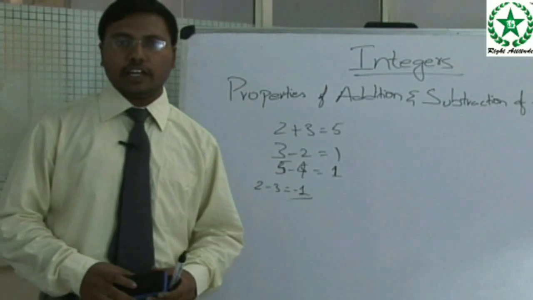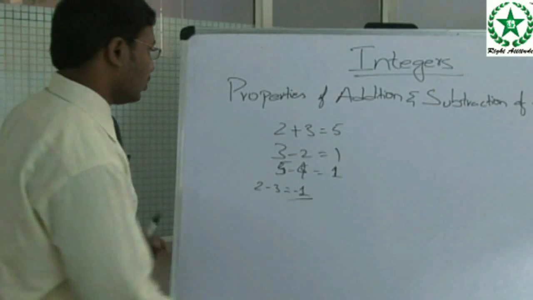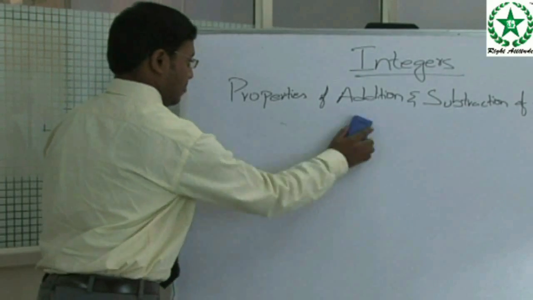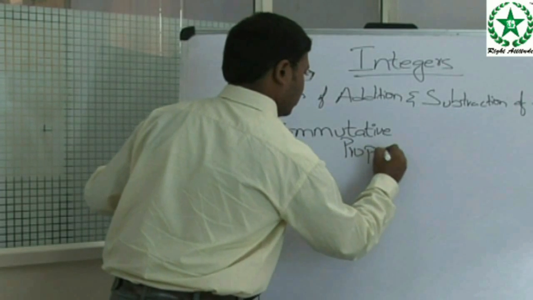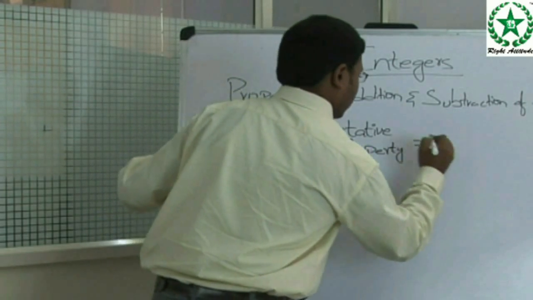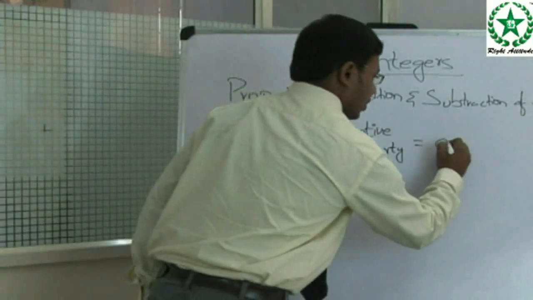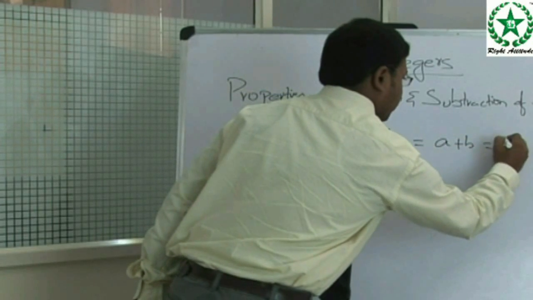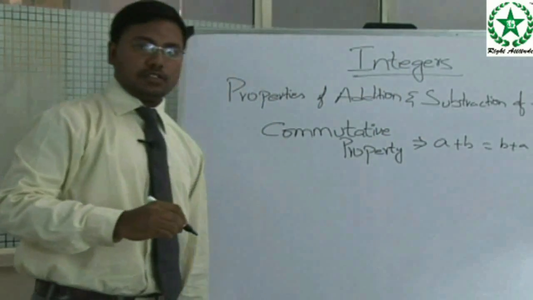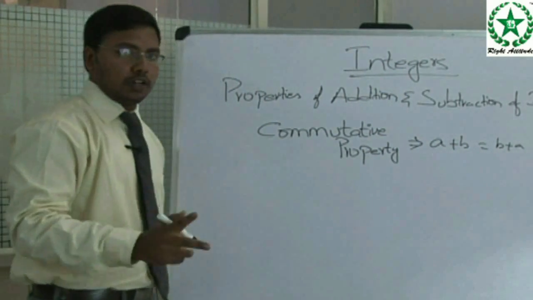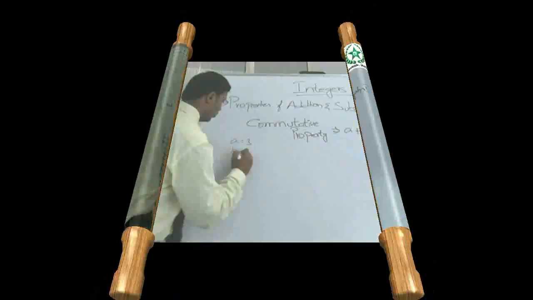The next property of addition and subtraction of integers is the commutative property. What is the commutative property? Let's see. The commutative property is nothing but a plus b is equal to b plus a. This should be satisfied by the integers. That is, if we add two whole numbers, consider a equal to 3 and b equal to 4.